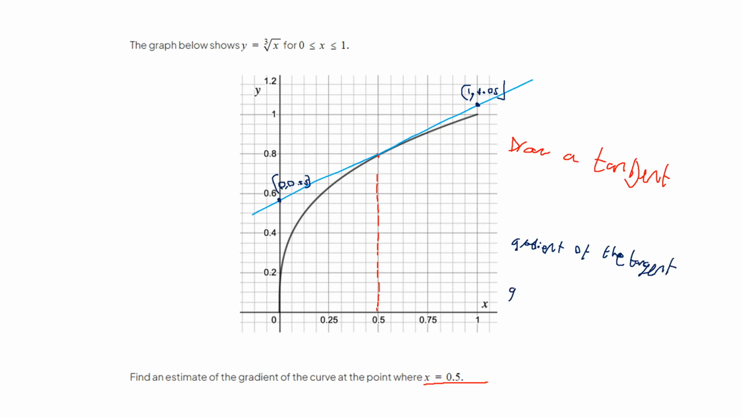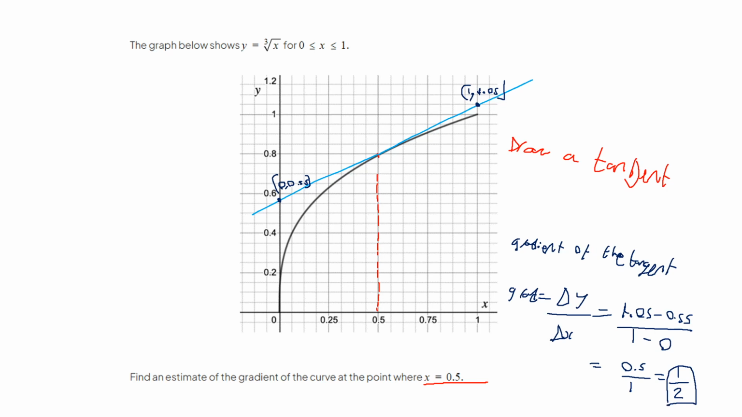The gradient of the tangent is just going to be the change in y over the change in x, which is just 1.05 minus 0.55 over 1 minus 0. When we put that in our calculators, we get 0.5 over 1, which is just equal to a half. And so therefore, the estimated gradient is equal to a half.